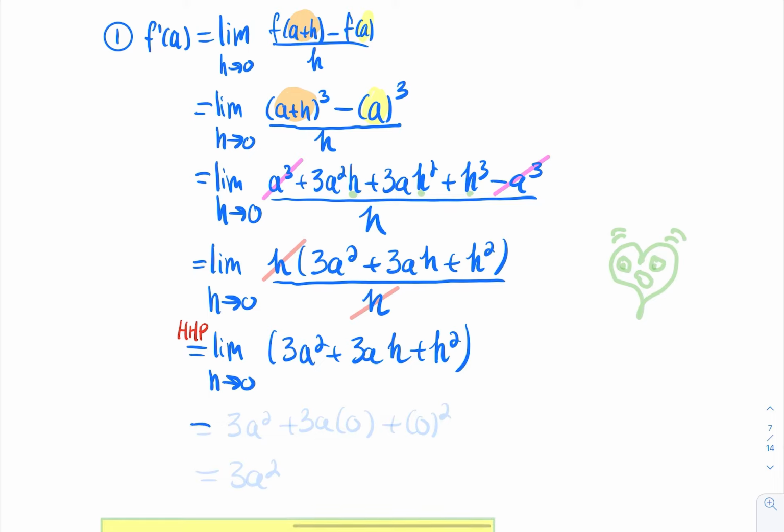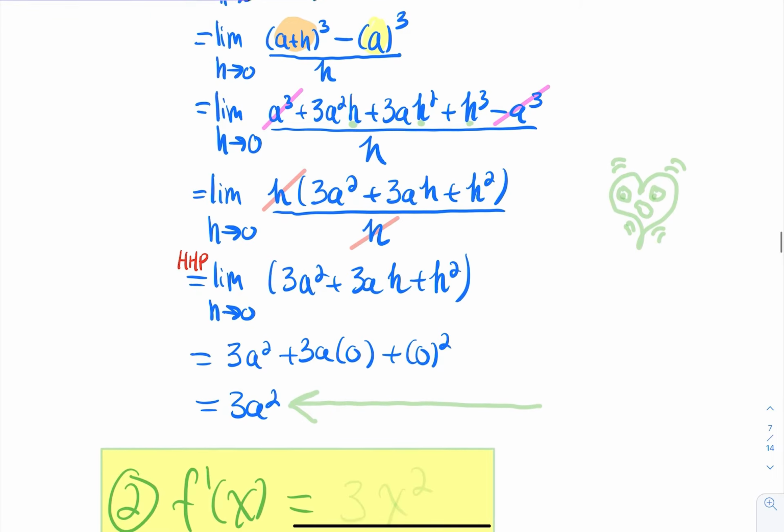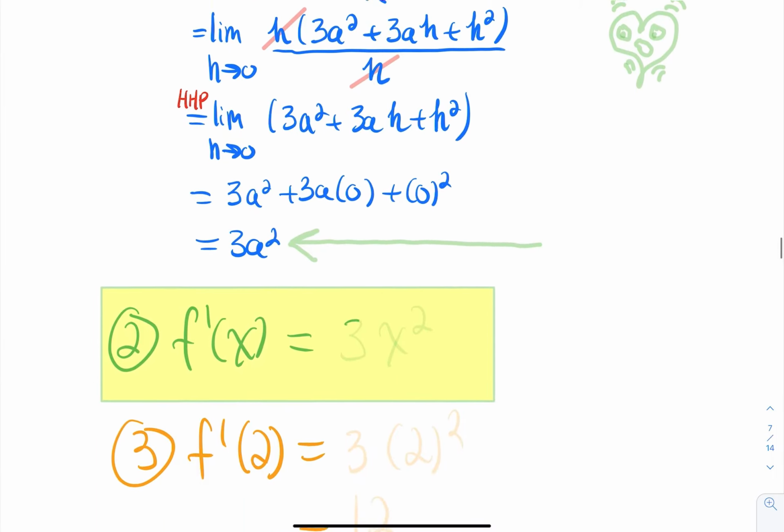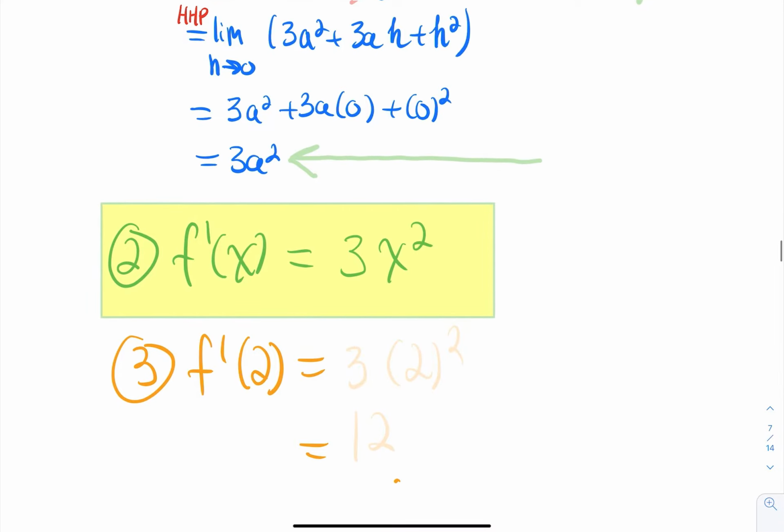Now you can evaluate at 0. You get 3a squared plus 3 times 0 plus 0 squared, which gives you 3a squared. So if you want to compute the slope of the tangent line of x cubed at the point a, it's going to be 3a squared. This means that the derivative function, by replacing a by x here, is simply 3x squared.